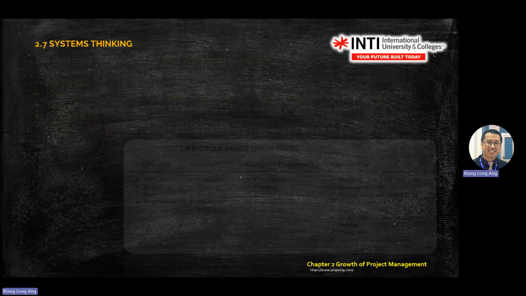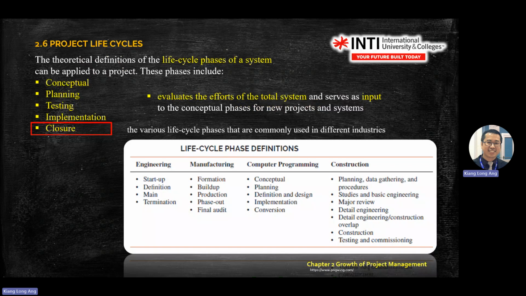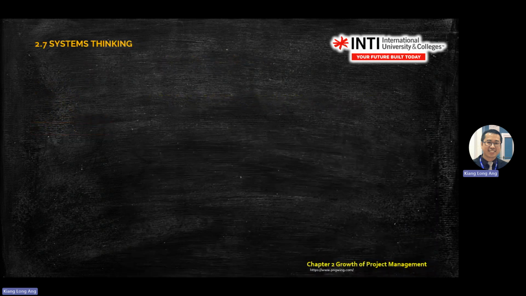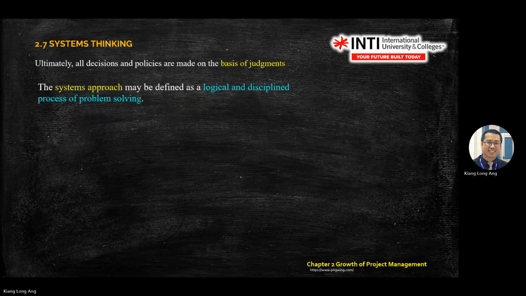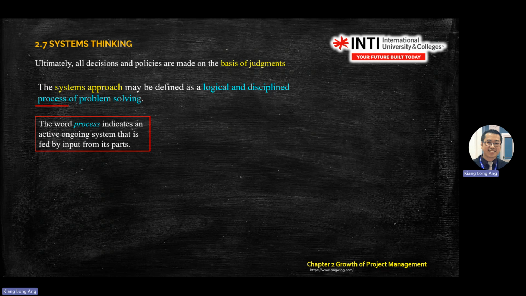Okay, so we have done with the product life cycle. We go into systems thinking. The keyword here is thinking, like how you make decisions, how you think as a project manager or as a business owner. So this is about decision making. There's a certain way of making decisions.